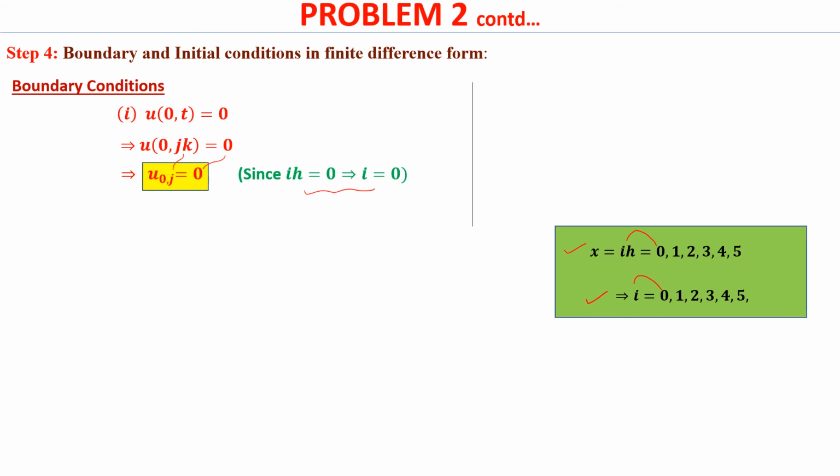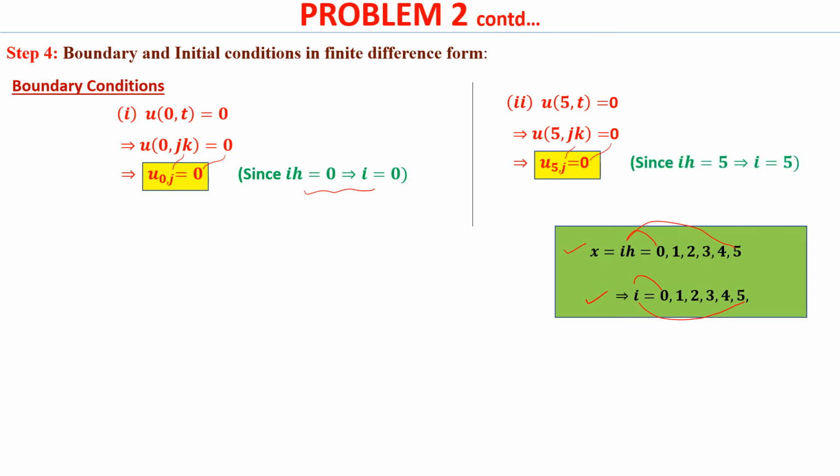Let's look at the next boundary condition. You have u of pi comma t is 0, which can be simplified as u of pi comma jk is 0. Now, when you want to write it as a suffix, ih is equal to 5. When ih is equal to 5, what is the value of i? i is also 5. So the suffix will become u5j equal to 0. So jk becomes j, and 0 becomes 0. But how will this 5 continue to be 5? Because ih is equal to 5. That implies i is equal to 5 from this figure, from these data.